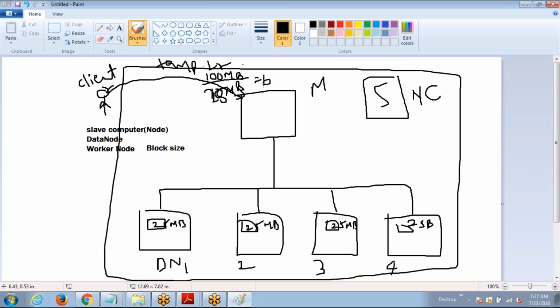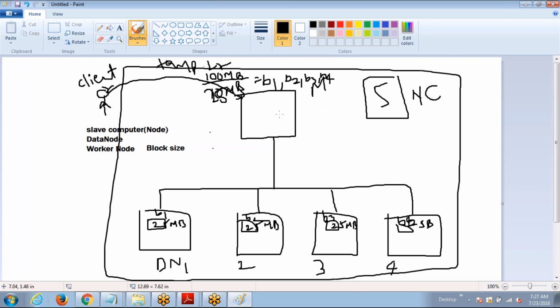So 100 MB of data is divided into how many blocks? Block 1, block 2, block 3, block 4. Block 1 is stored here, block 2 here, block 3 here, and block 4 here. What is block size? That is a very important question. The block size is the amount of data that your Hadoop framework is going to read or write into your HDFS file system.